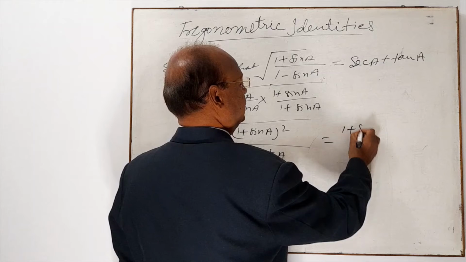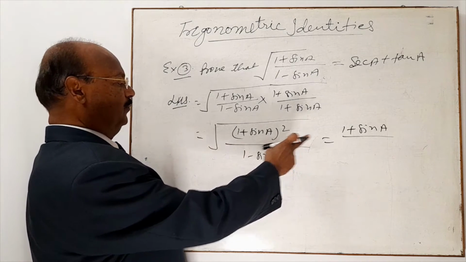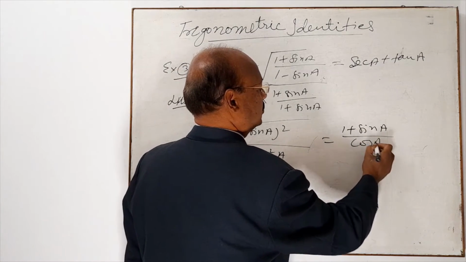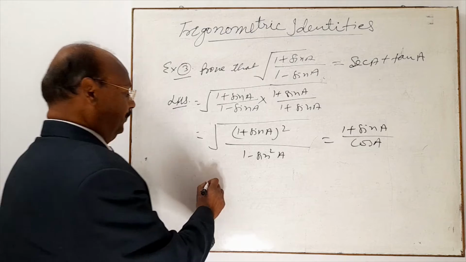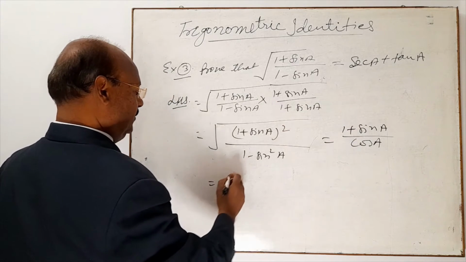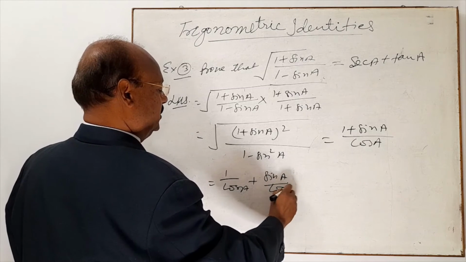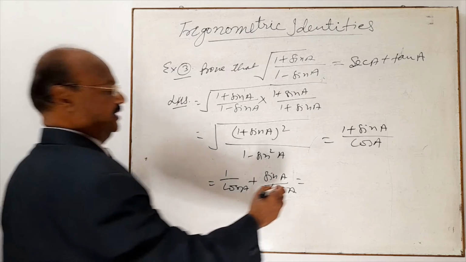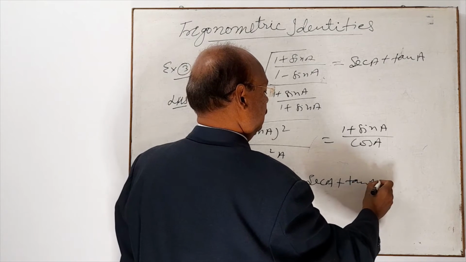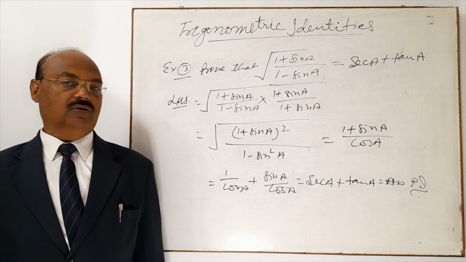So in the numerator we can write 1 plus sin A, and 1 minus sin square A is equal to cos square A, but this radical sign, this square root sign is here, so finally we will get here cos A. So in the numerator we are having two terms, so this can be split in two parts, 1 by cos A plus sin A by cos A. So you know 1 by cos A is sec A and sin A by cos A is tan A. This is the right hand side, proved. Correct? Now we'll see the next question.